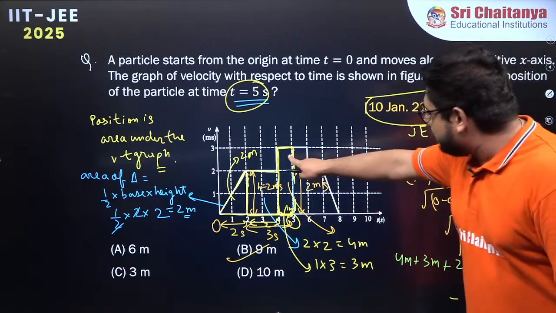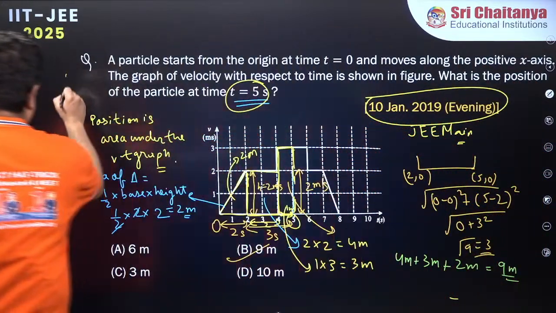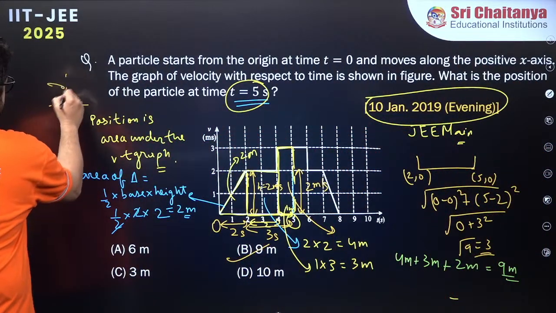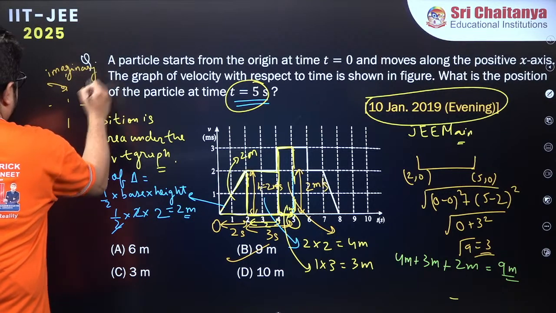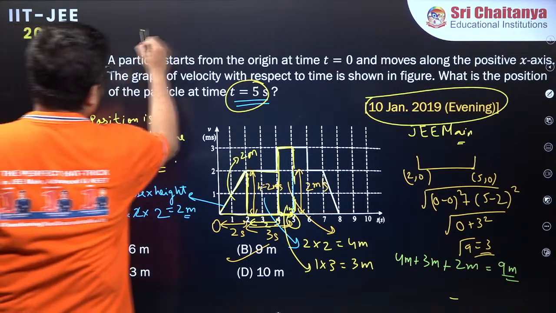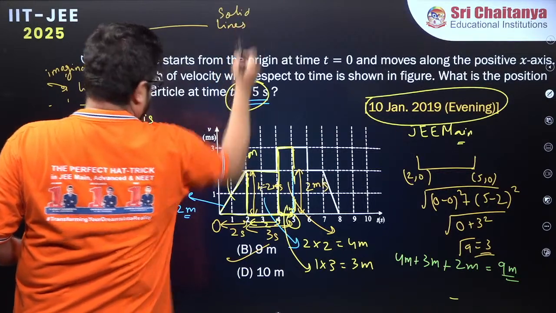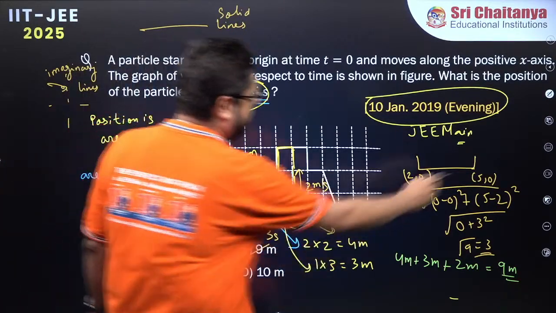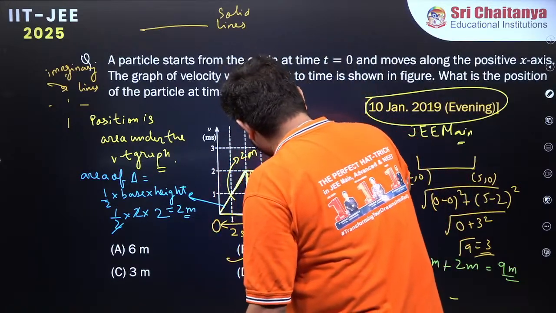That's why you need to follow the solid lines. These dashed lines are imaginary lines, everyone. These are the imaginary lines, and these are the solid lines which you need to follow. So this is the solid line, everyone. I will just try to erase everything.